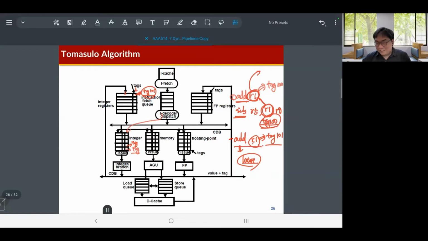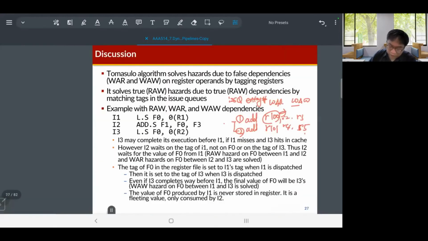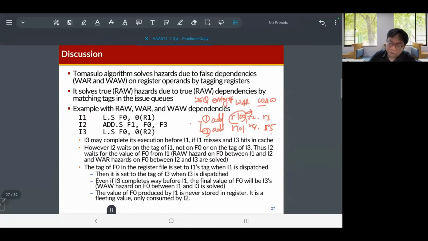actually, we can solve the WAW hazard or WAR hazard using register renaming. Okay. In the Tomasulo algorithm, register renaming is implicitly applied using tag numbers. Okay, tags. So you need to understand this in order to understand out of order execution. Okay, so basically out of order execution was developed for solving WAW hazard or WAR hazard.